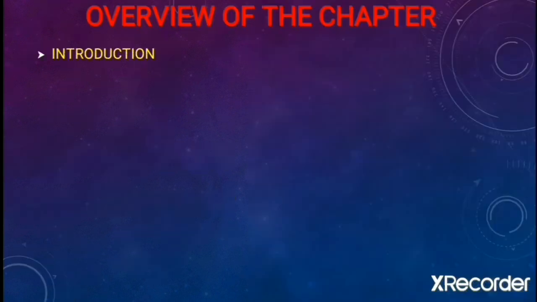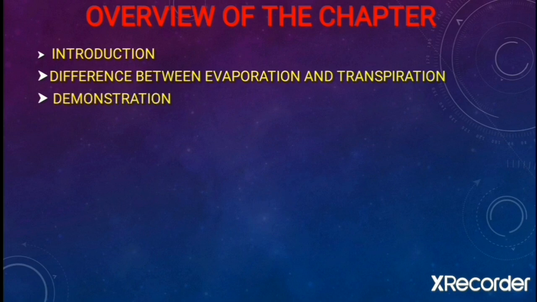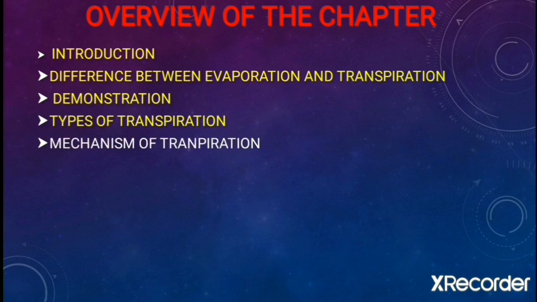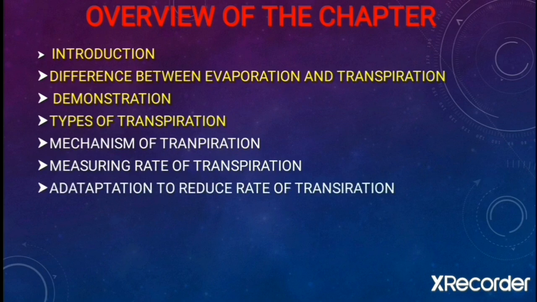Now in part 1st we have already discussed the introduction, differences between evaporation and transpiration, and demonstration of this physiological activity by some activities. Then we discussed the different types of transpiration, that is stomatal, lenticel, and the third one, cuticular transpiration. And now in this part 2nd we will study the mechanism of transpiration, how we can measure the rate of transpiration, and what are the different adaptations seen in the plants to reduce the rate of transpiration.